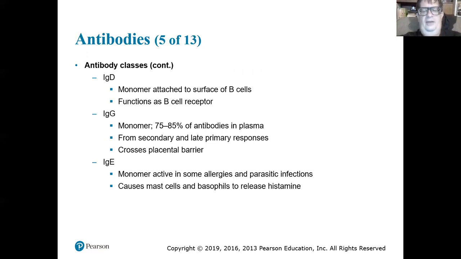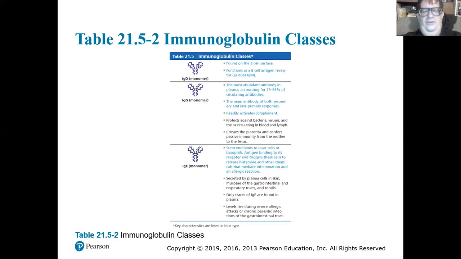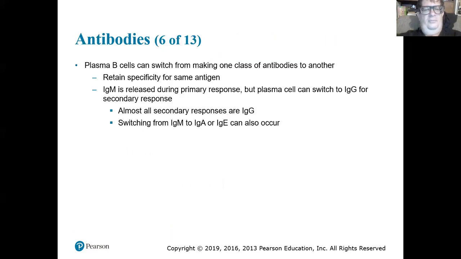All right, so monomers activate some allergies and parasitic infections. This causes mast cells and basophils to release histamine, which you remember that's going to cause your inflammation response to ramp up and get stronger. That's not just going to make your nose run, it's going to make your blood vessels super permeable and cause them to vasodilate. All right, so there are the classes. Basically, table 21.5, look over that. I may pull 1 or 2 questions from it.